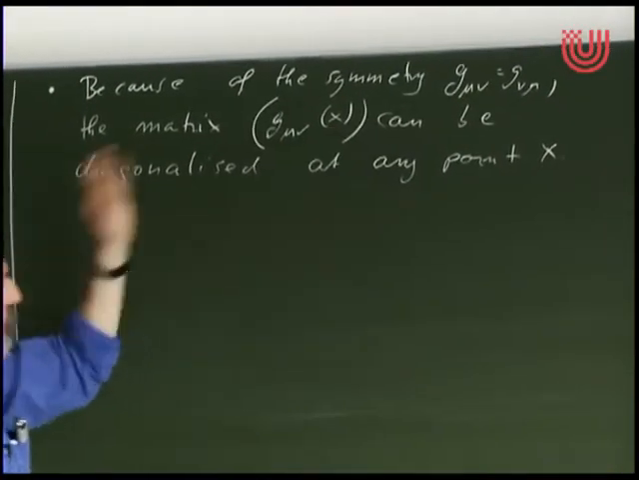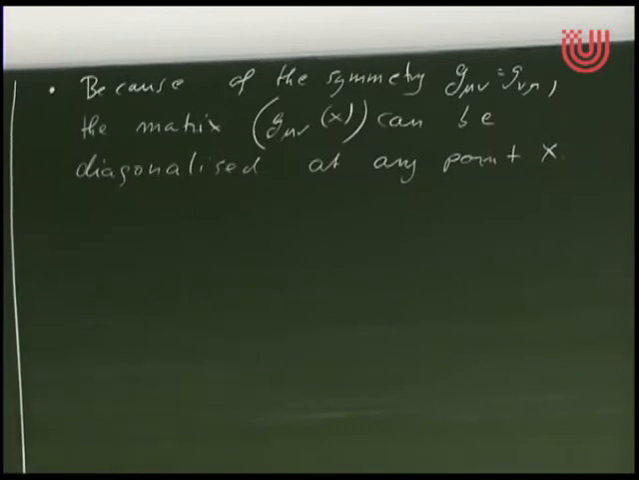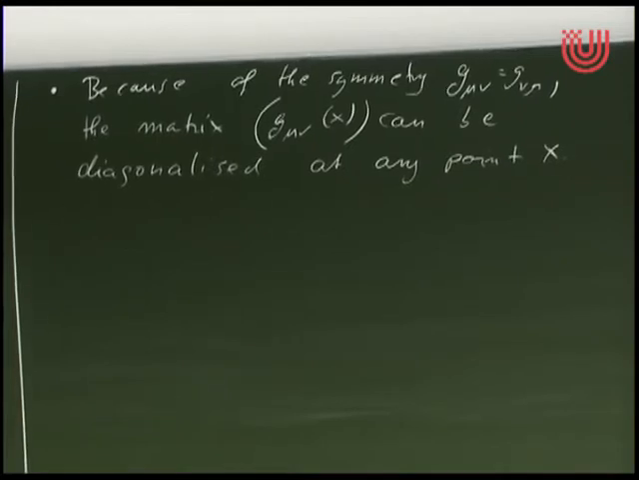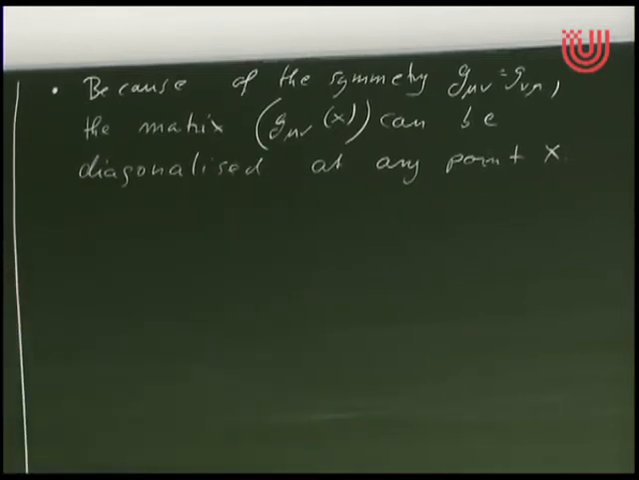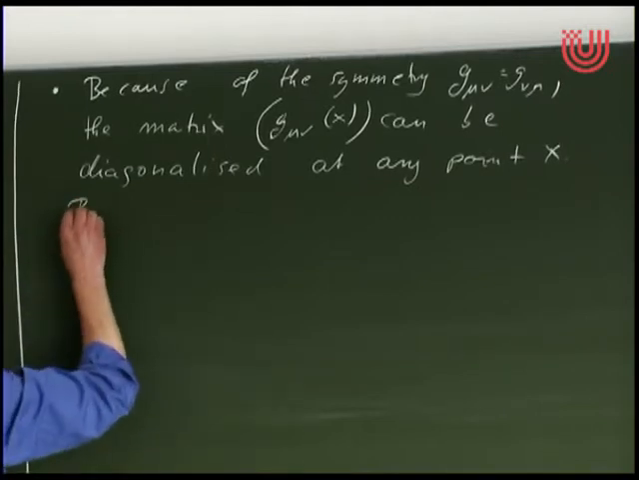But if I pick one point, then I get this symmetric matrix, G mu nu, at this point, and this can be diagonalized. I can always arrange my coordinates in such a way that this matrix becomes diagonal. And because of the non-degeneracy, the diagonal elements are all non-zero. If one of the diagonal elements were 0, then the matrix would have a kernel, so it would not be degenerate.